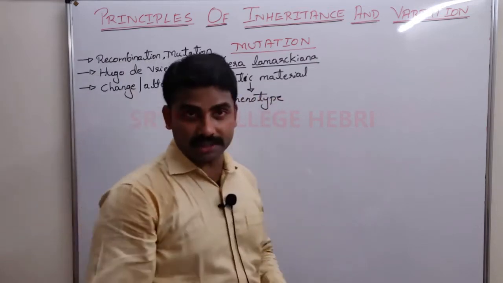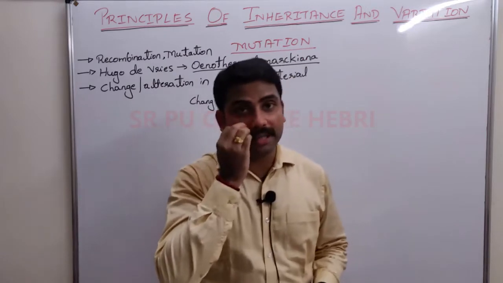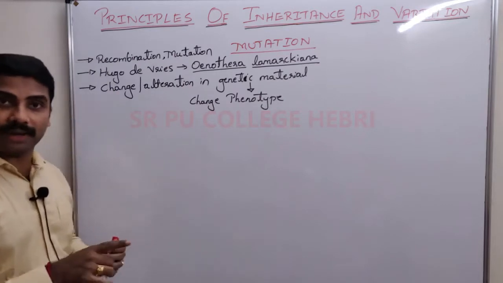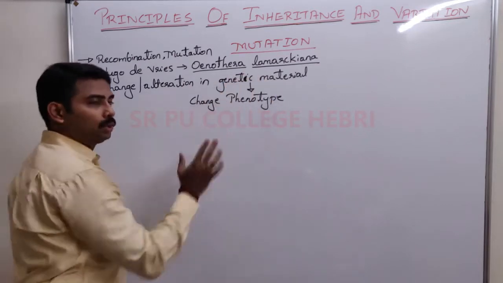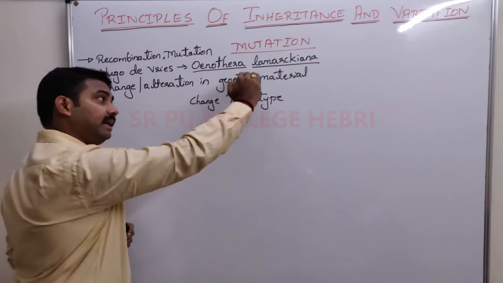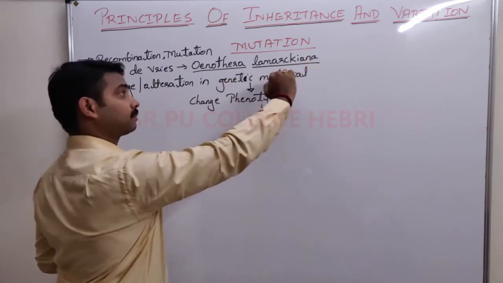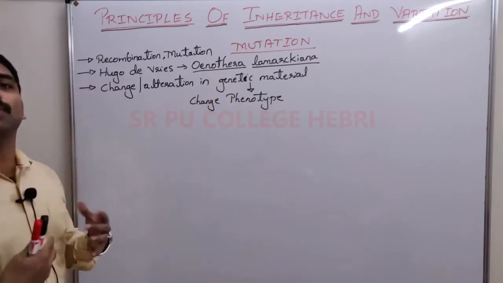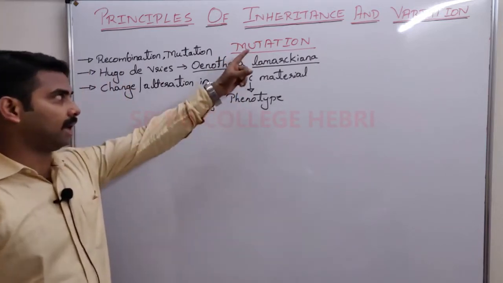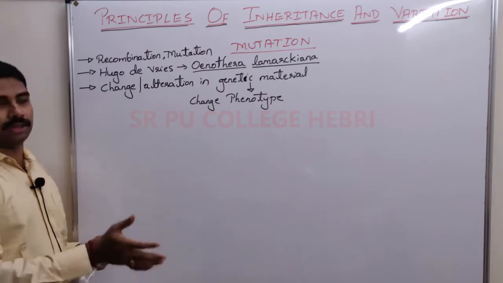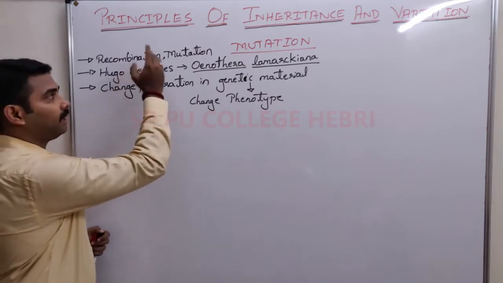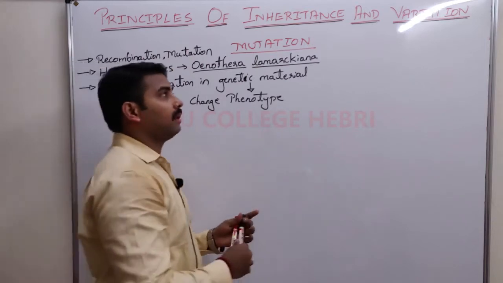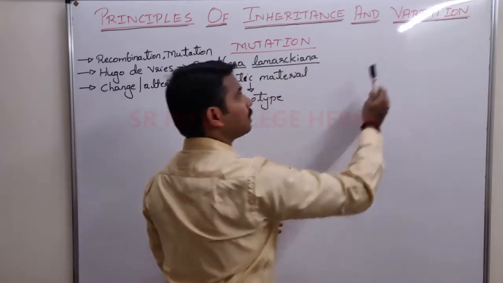I'm sure you know this. Phenotype, what is phenotype? Character. The character or the phenotype of the individual is determined by the genotype or genetic material. If there is a change in the genetic material, a change in the genotype, that brings change in the character or phenotype. That is what is called mutation. So students, along with recombination, mutation is another factor responsible for bringing nature's variation.